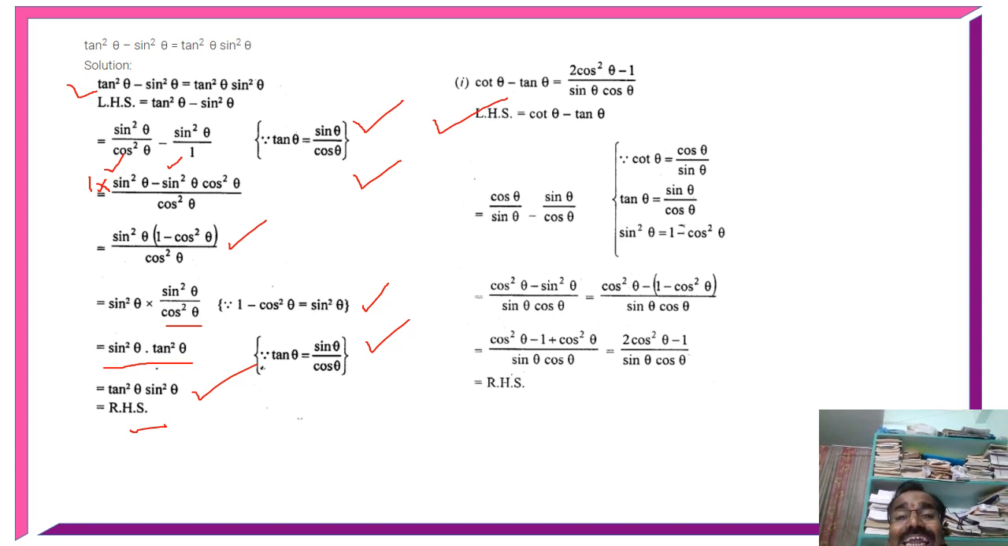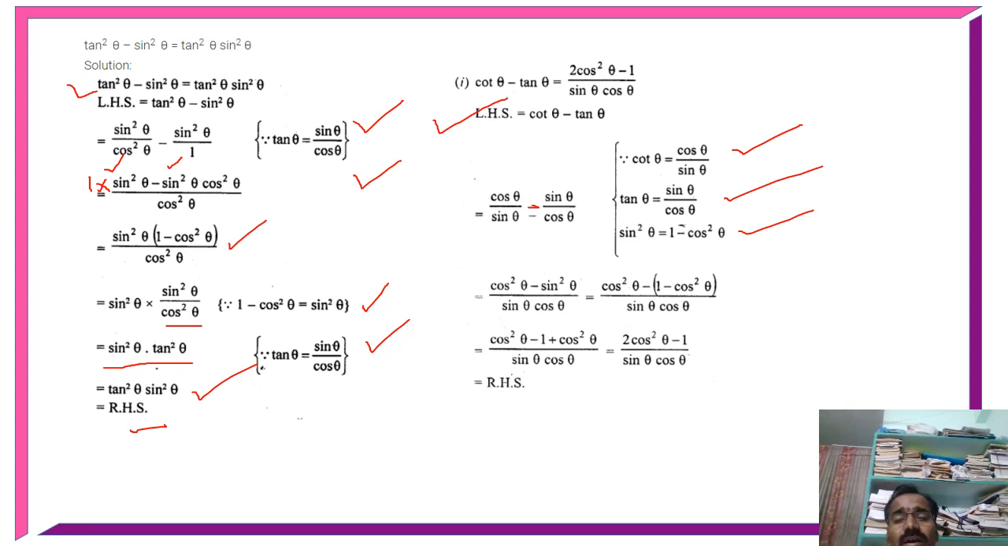Cot theta minus tan theta. How is cot defined? Cot is defined as cos by sin. Tan is defined as sin by cos. And here we use one more identity: sin square theta equals 1 minus cos square theta. So after writing this, what is the LCM over here? Substitute cot theta as cos theta by sin theta, tan theta as sin theta by cos theta. Take LCM, do cross multiplication.